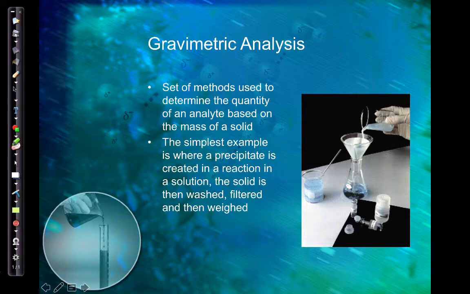Gravimetric analysis is basically the way to determine a quantity of something that you're interested in, an analyte, based on the mass of a solid. Typically, you'll have some sort of chemical reaction where you have a precipitate, and then you weigh that precipitate afterwards and use the amount of the precipitate to go back to one of the reactants.